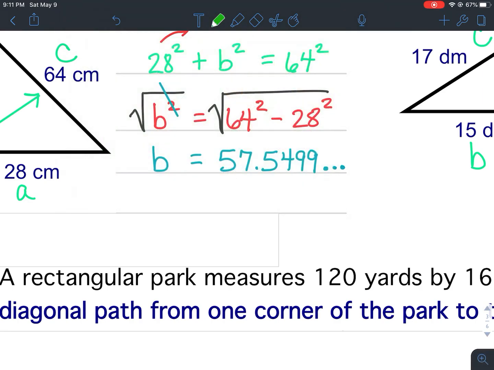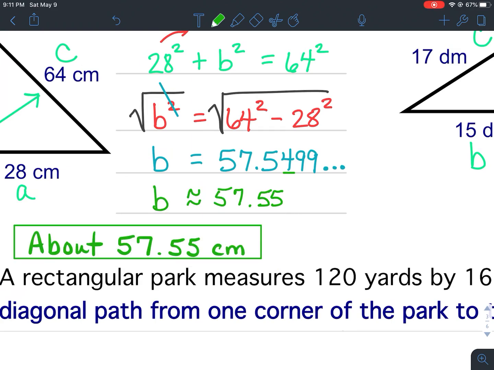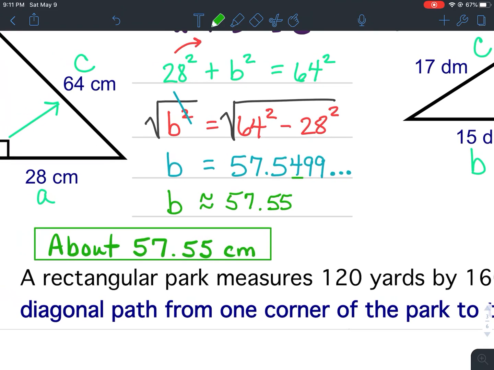So the B is approximately, the hundredths is 2 decimal places. So will that be 57.55 or 57.54? Well, the 9 would make it go up 1, so 57.55. B is approximately 57.55. So our final answer is about 57.55 centimeters.